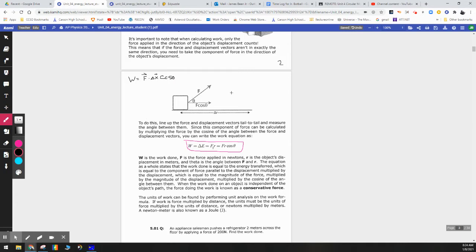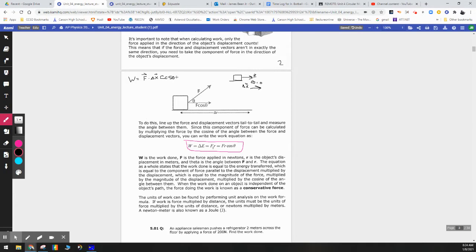So what does that actually mean? Let's suppose I have a box here, and let's say a force is being applied horizontally to this box. Here the angle theta is going to be 0, because this is the force vector, and the displacement, or delta x, is also in this direction. So delta x and force are parallel, and the angle between them is 0.